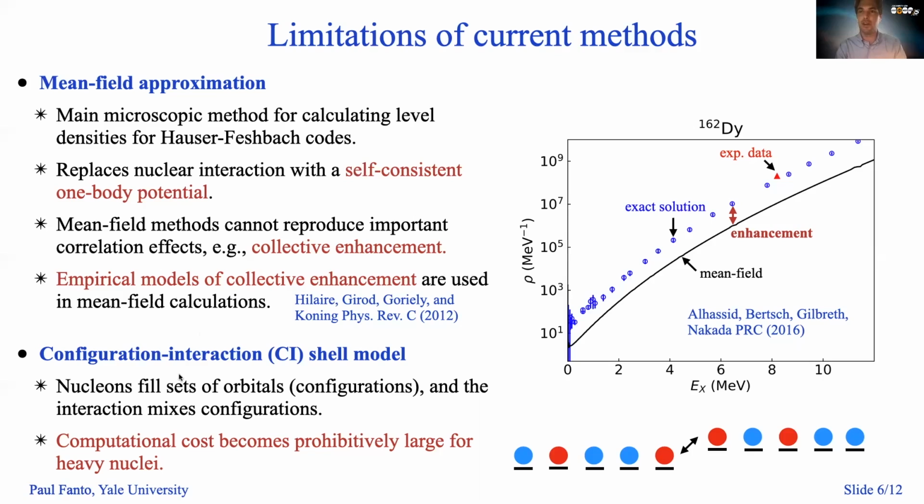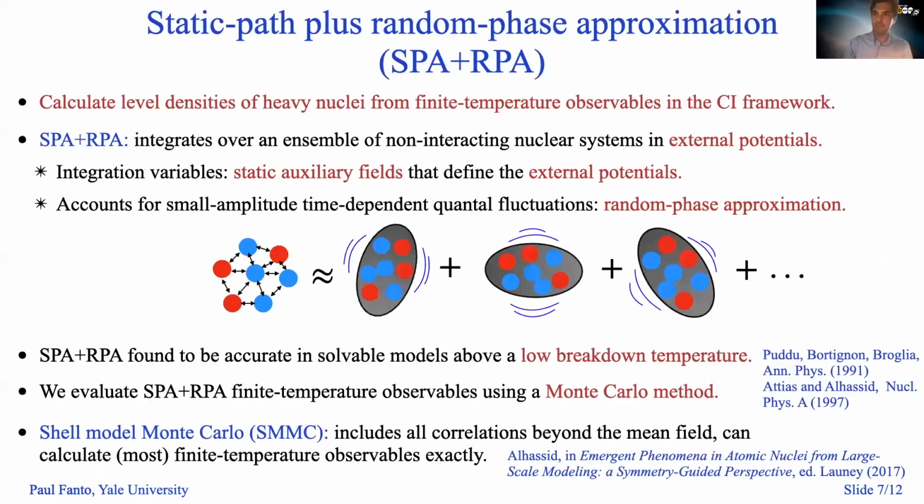In contrast, the configuration interaction or CI shell model introduces very little systematic error into level density calculations. In this method, the protons and neutrons fill sets of orbitals, which are depicted schematically here by the black lines. And then the nuclear interaction mixes up these configurations, hence the name configuration interaction. The conventional shell model methods essentially consist of diagonalizing a large matrix, and the dimension of this matrix becomes prohibitively large for heavy nuclei, restricting the use of this method.